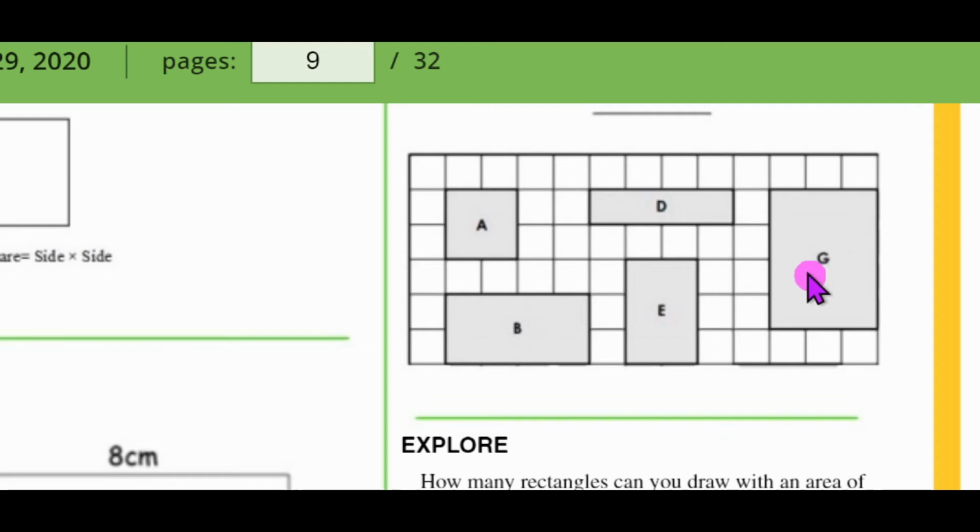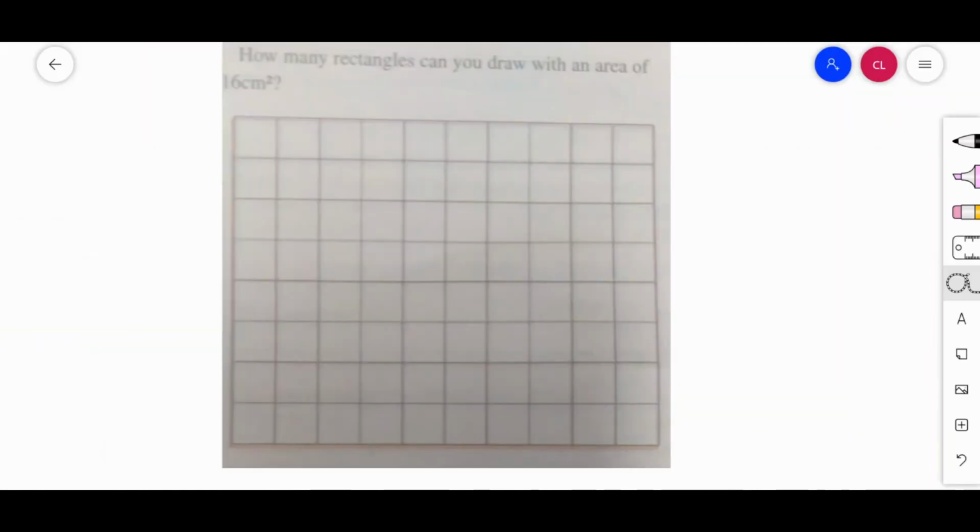Let's look at G. This is a big one, but we can figure it out. This goes across 1, 2, 3 units, and it goes up now 1, 2, 3, 4. 4 3s would be 12. So let's see. 1, 2, 3, 4, 5, 6, 7, 8, 9, 10, 11, 12. So if we took our pencil and traced the lines across, and then we were to count all of the little squares.